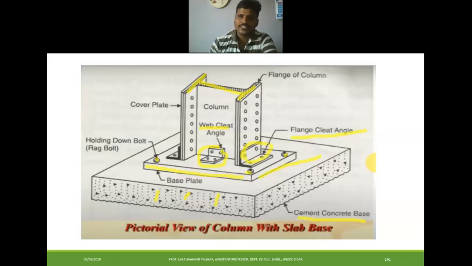If you go for a bolted joint, then you need to provide one extra small angle, that is called a cleat angle. Then we need to calculate the number of bolts. Whereas anchor bolts are the holding down bolts, normally we provide 4 bolts at the corners of a base plate to connect the bottom RCC slab. This is what we need to design in the slab base.